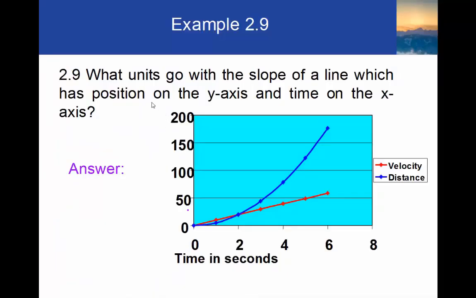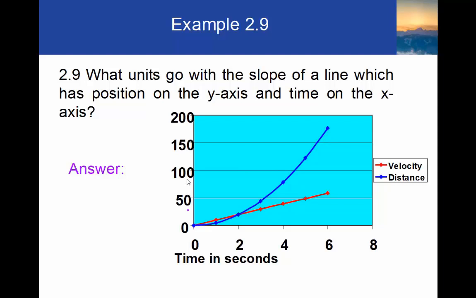All right, our next example shows us a graph. And the graph has position on the y-axis and it has time on the x-axis. And it asks, what are the units which would go with the slope of position versus time? And the answer is, for one thing, don't just look at this graph because this is showing a velocity and a distance.